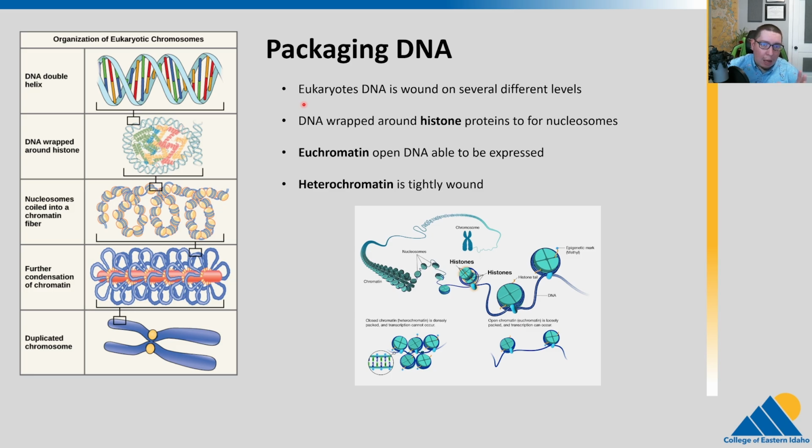Eukaryotic DNA, when it is unwound, we call it euchromatin. Euchromatin is able to be expressed. The genes can be expressed on there. Whereas the tightly wound structure that's wound around those histone proteins, we call that heterochromatin.